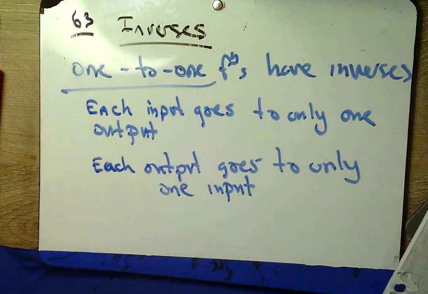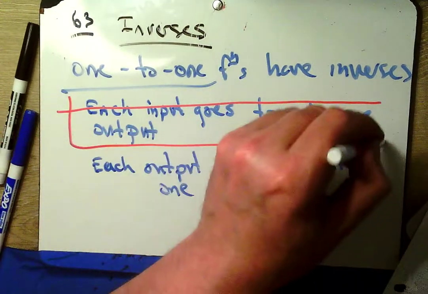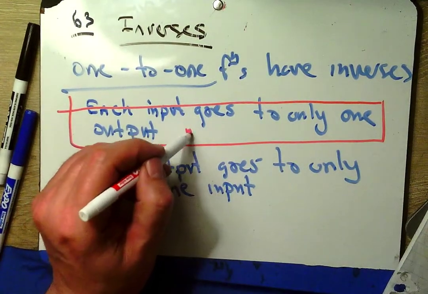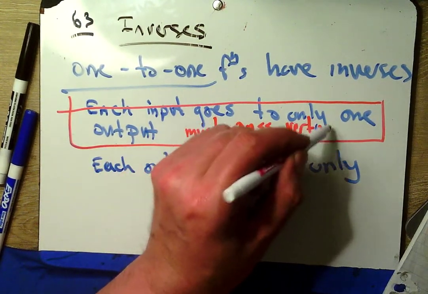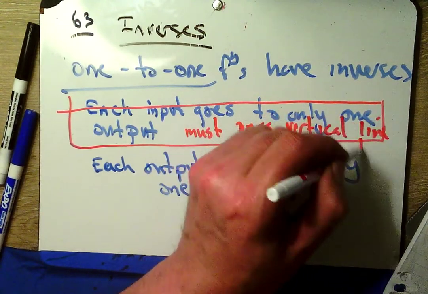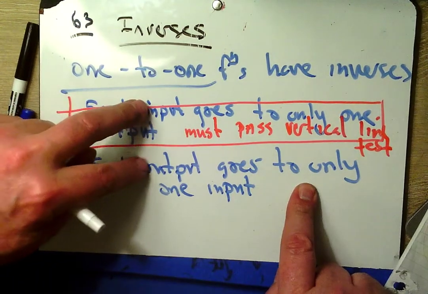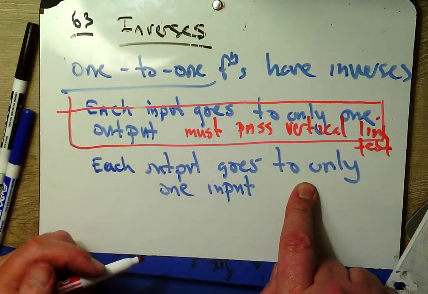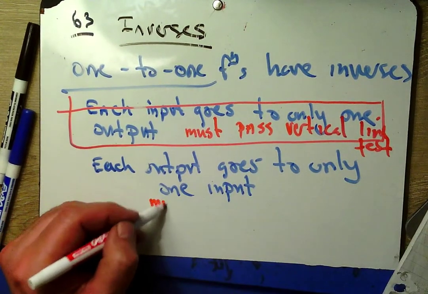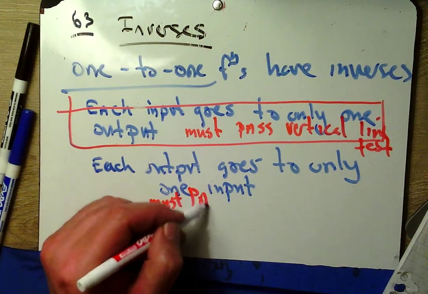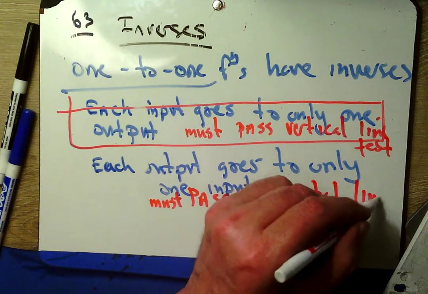Now, I kind of want to go back for a second and say, you know, in order to check this back in functions, we said must pass the vertical line test. Well, now we're switching the input and output. And so instead of passing the vertical line test, this is saying must pass the horizontal line test.